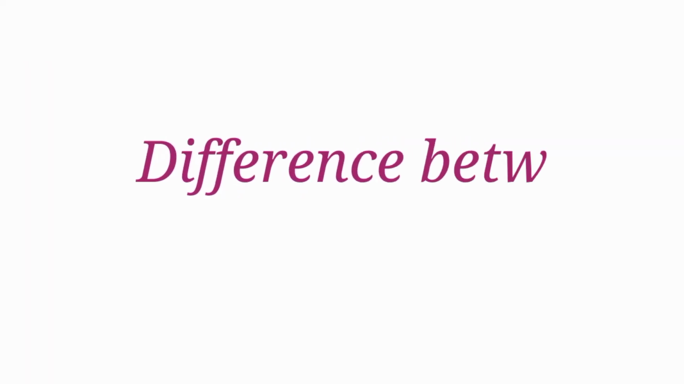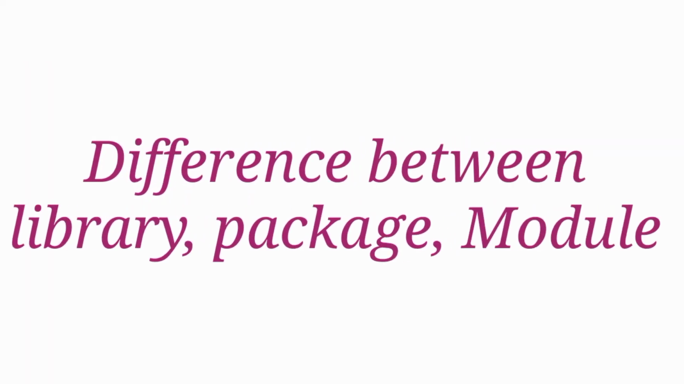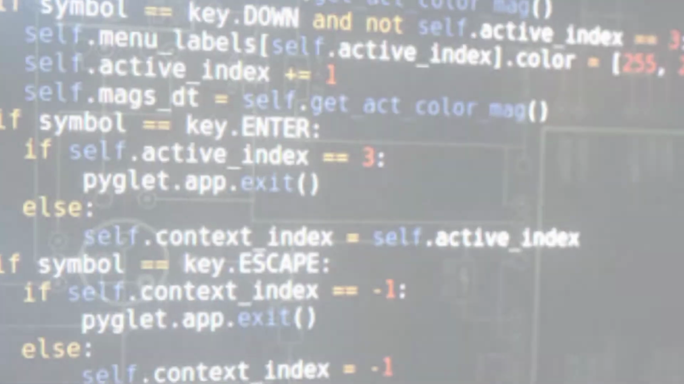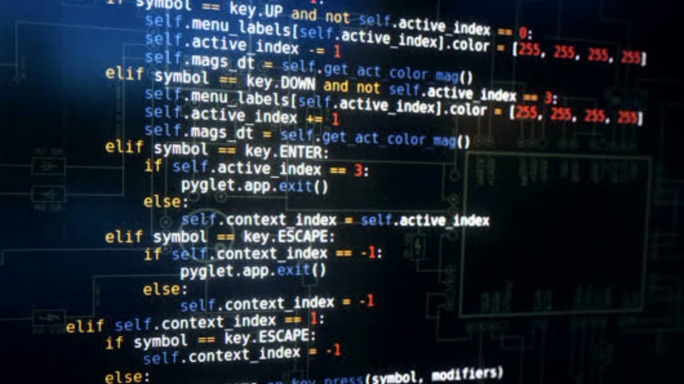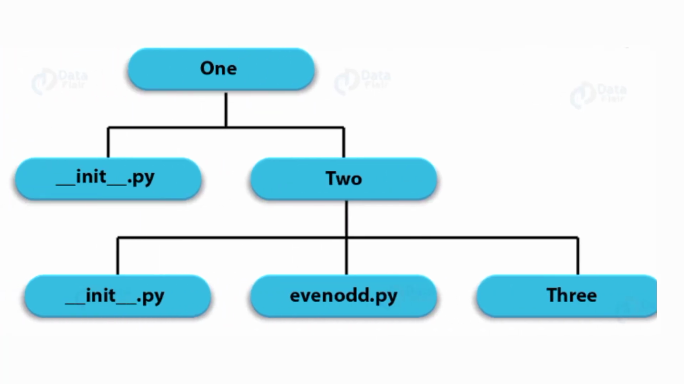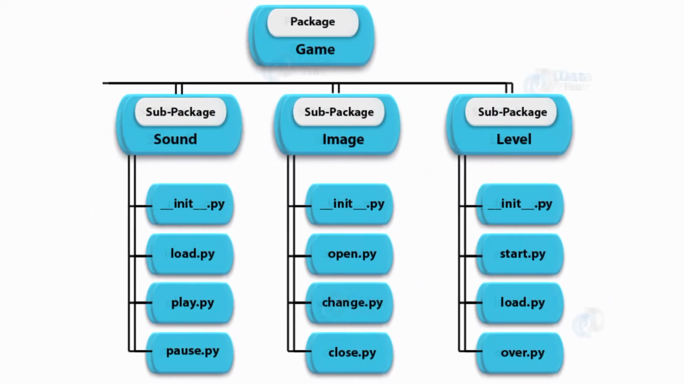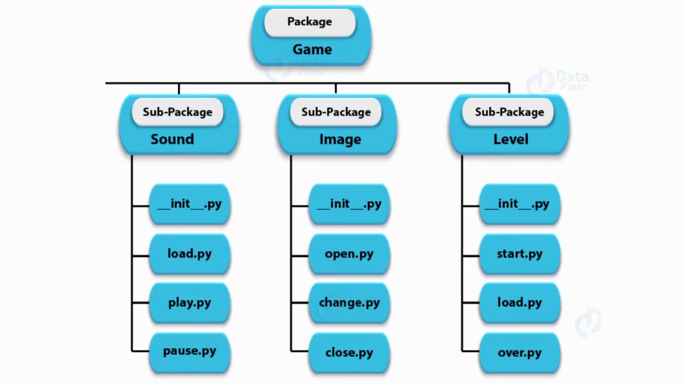What is the difference between a module, a library and a package? We all know that a module is a file with some Python code that we can use wherever we want, and a package is a directory for sub-packages as well as modules. I hope it was very clear.